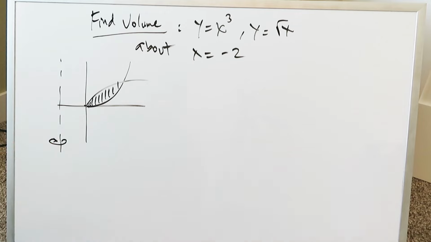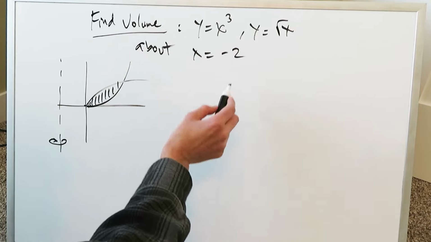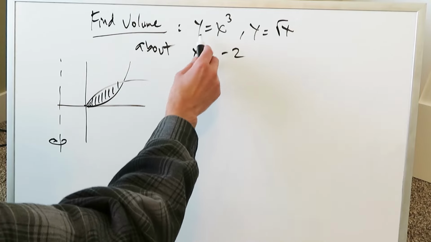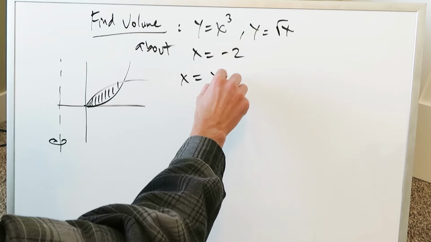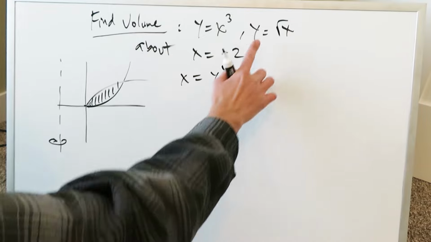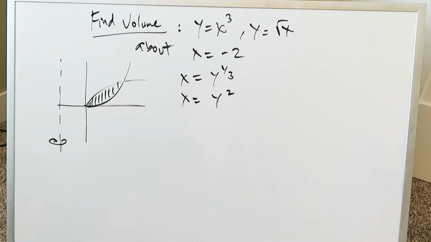Remember, vertical line of axis requires everything to be presented in a particular way. What is that particular way? Your equations have to be converted into x equals format. If y is equal to x cubed, then x is equal to cube root of y, which you can just say is y to the 1 over 3. If y is equal to root x, then x is equal to y squared. Those are your two forms.